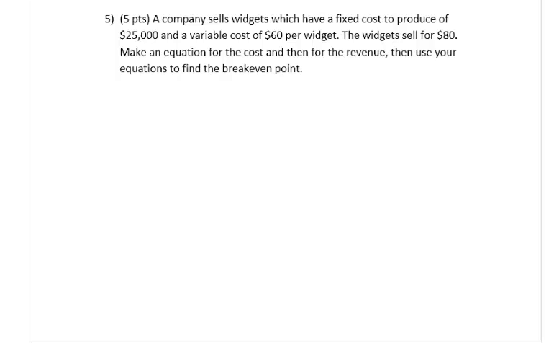Number 5 is asking us to find an equation for cost and revenue. So first with cost, the fixed costs are the unchanging cost. That's always our y-intercept. The variable cost tells us how things are changing, the rate of change. That's our slope. So our equation for cost is y equals m, the variable cost, times x, plus b, the fixed cost of 25,000.